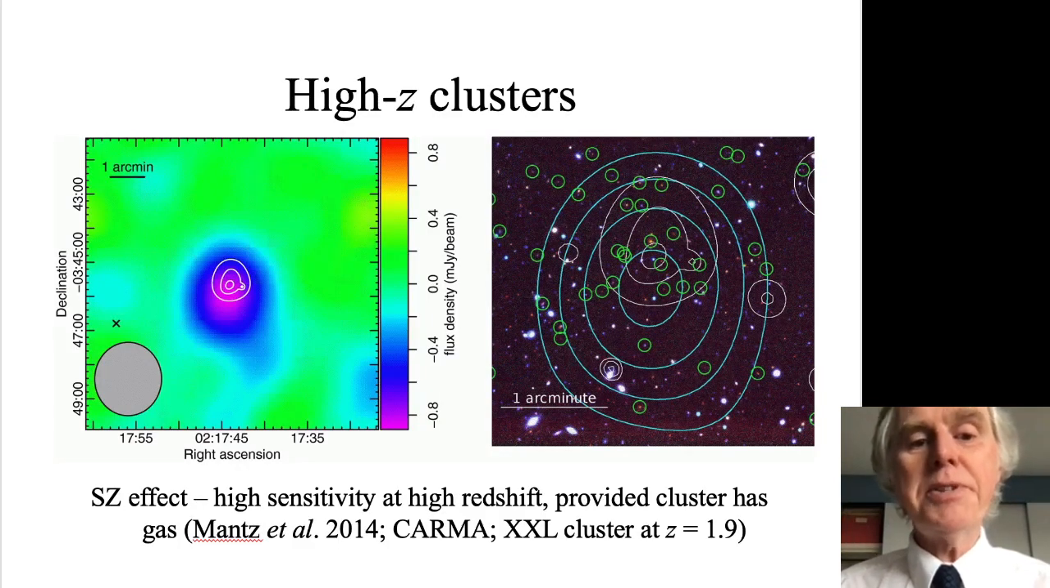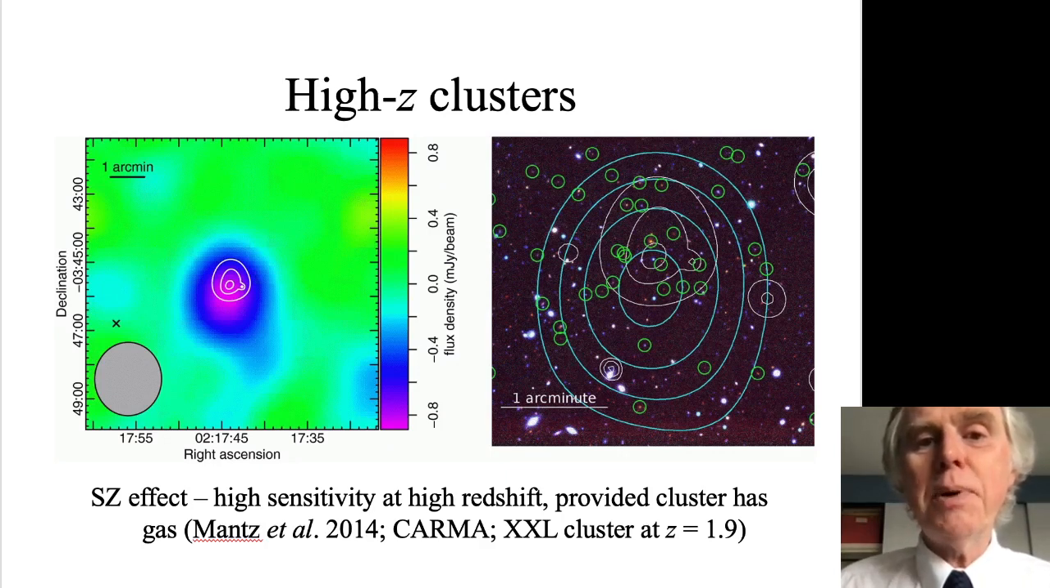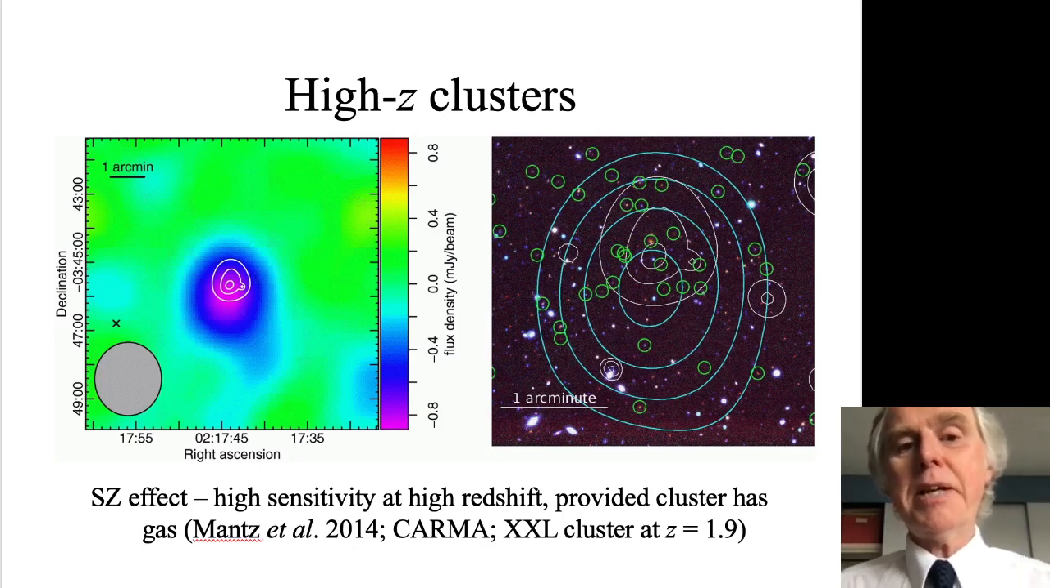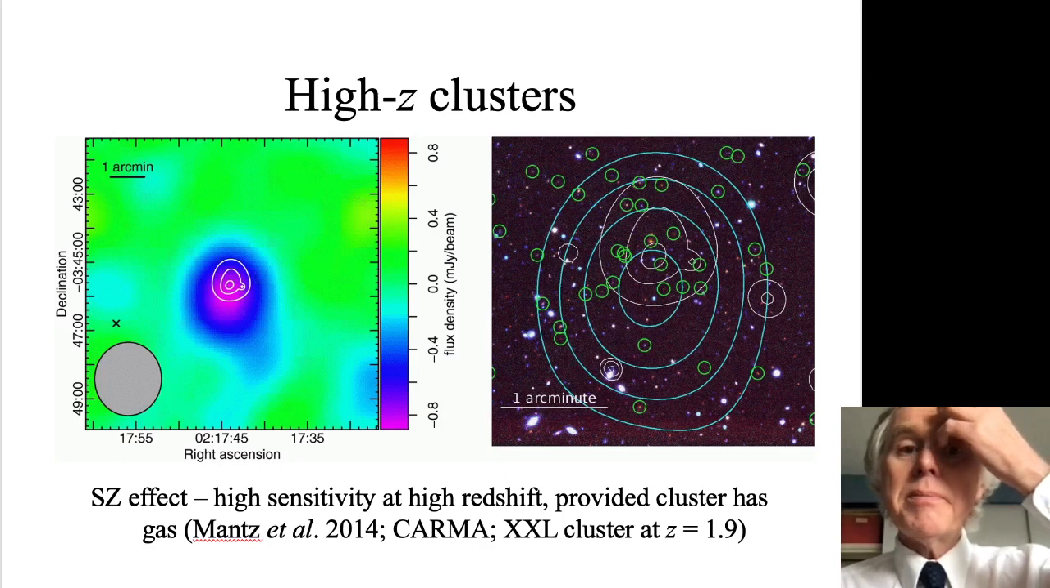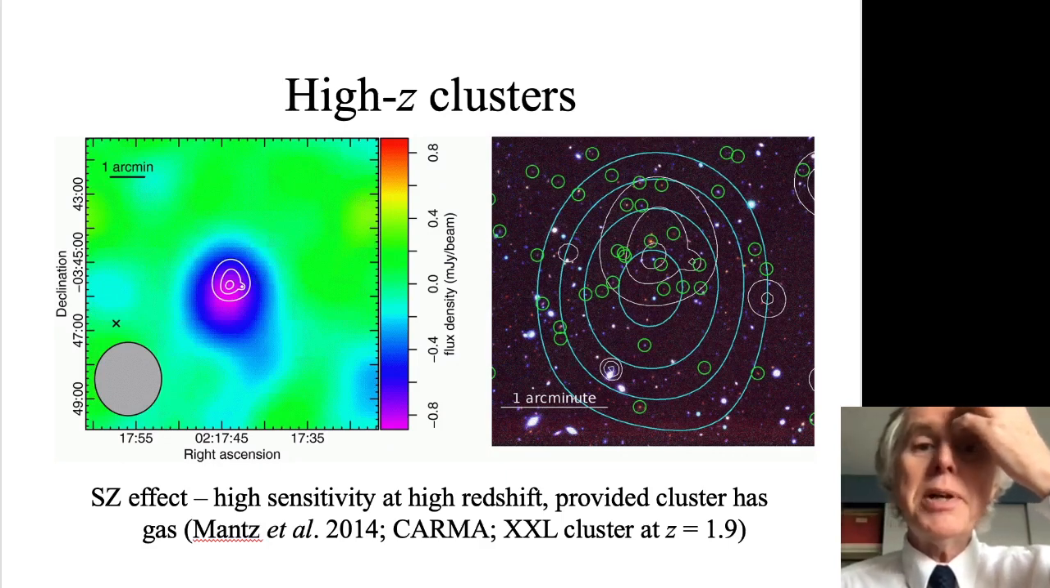And here is an illustration of how much you can push the technique to high redshifts. This is a cluster at redshift 1.9 that we found with the XMM XXL survey. And on the left-hand side is the SZ effect image. Clearly, you can find SZ effects out to extremely high redshifts.